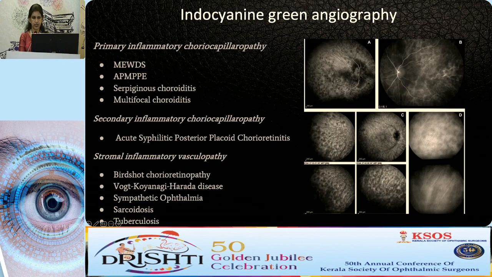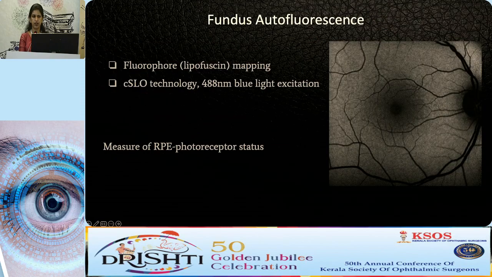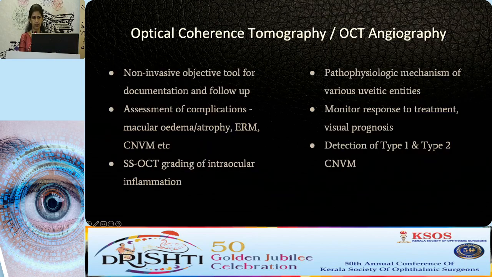Then coming to indocyanine green angiography, it has helped us to divide the uveitic entities into primary inflammatory choriocapillaropathy and secondary inflammatory choriocapillaropathy, as well as stromal inflammatory vasculopathy. And then we have fundus autofluorescence, which is coming up in a big way. There are lots of studies which help us explain the pathophysiology of the uveitic entities. So basically this is mapping of the lipofuscin in the retina. Again it uses confocal SLO technology, and it is a measure of the RPE photoreceptor status.